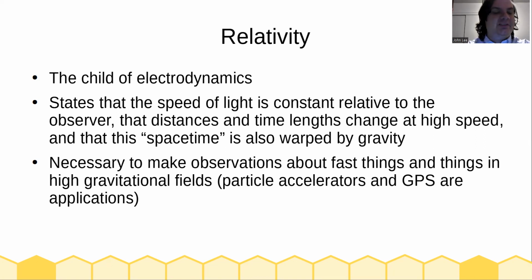So the first major subfield of modern physics is called relativity, which comes out of electrodynamics, which comes out of optics. It's the study of electricity, magnetism, and light. And basically what was found was that the speed of light is constant relative to the observer, regardless of how fast the observer was going.